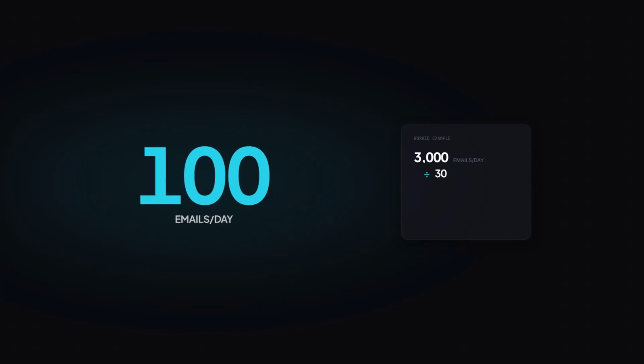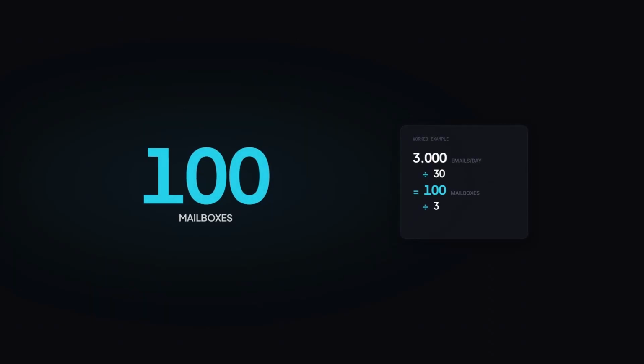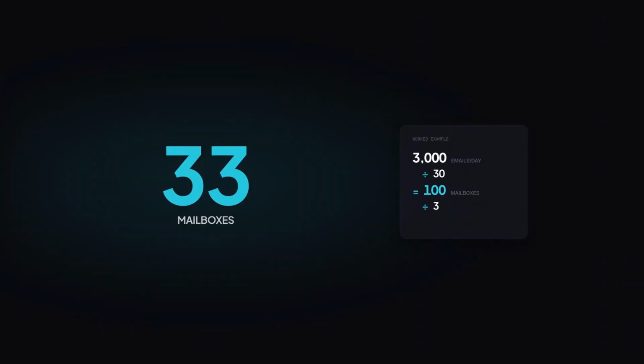That's around 100 mailboxes. Divide this number of mailboxes by 3 to get the number of domains. That's around 34 domains. Rounding it off, it comes to around 33 domains.